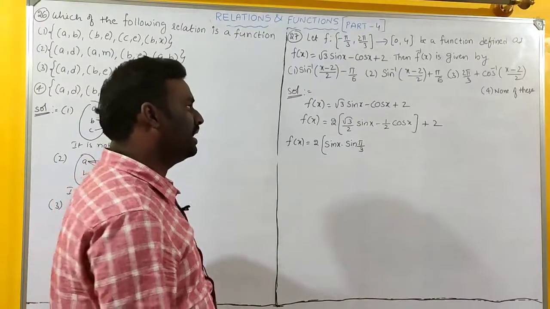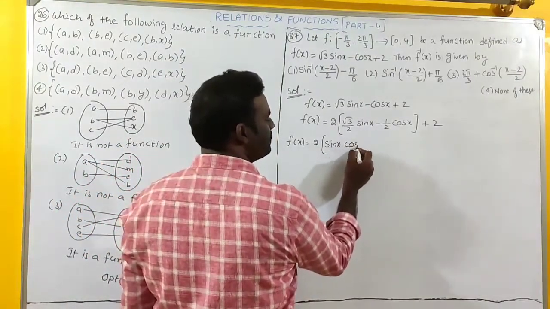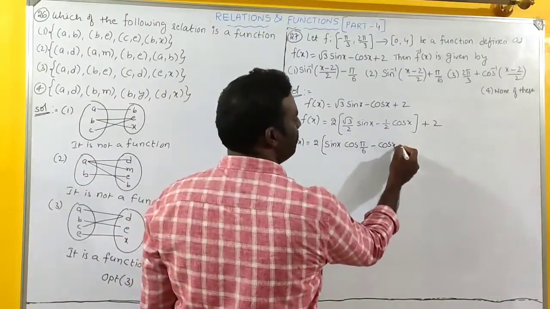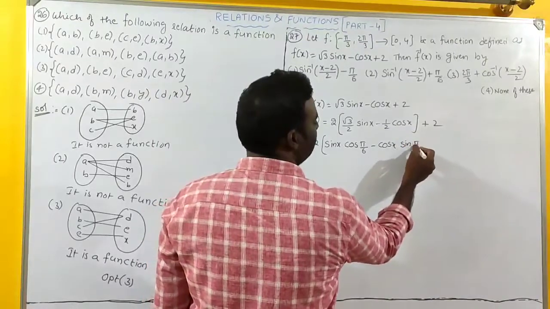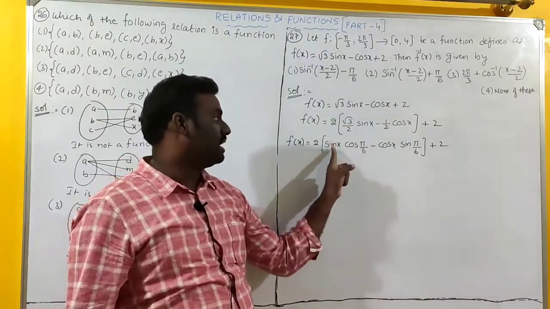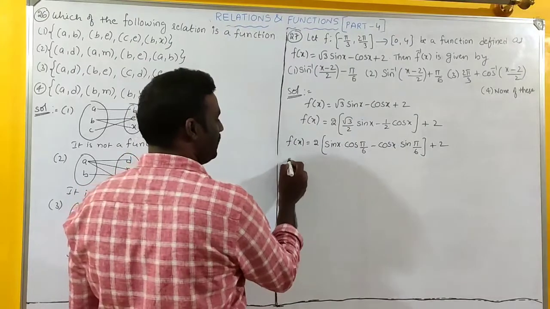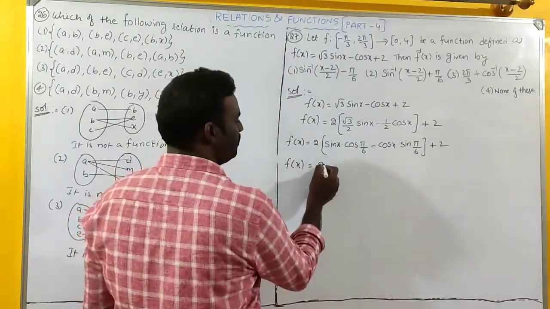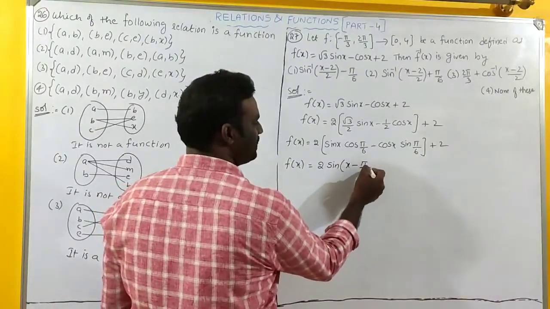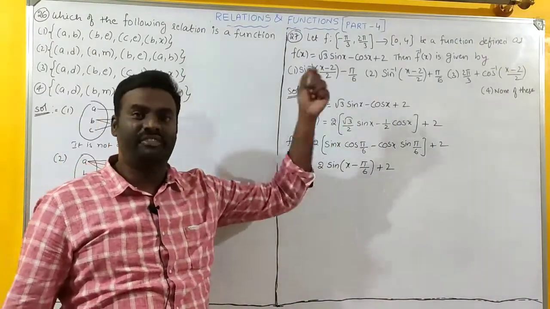Okay, or you can write this root 3 by 2 as cos 30, minus cos x into 1 by 2, which can be written as sin 30, plus 2. Now it is in the form of sin A cos B minus cos A sin B, sin of A minus B. Then f of x is equal to 2 into sin of x minus pi by 6 plus 2. This is a simplification of the given function.